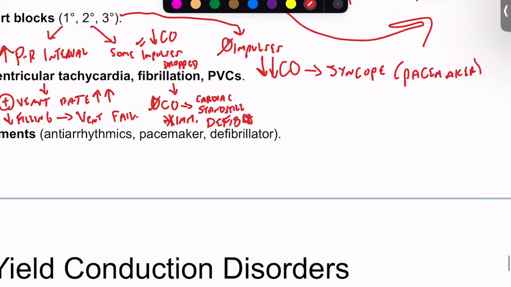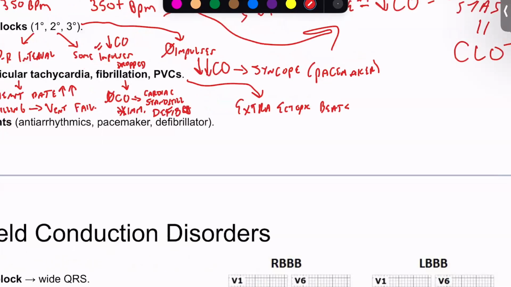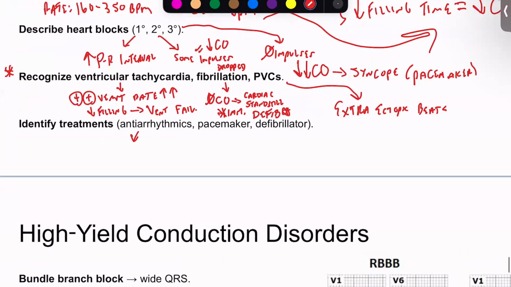Then we've got these PVCs. Remember, these are premature ventricular contractions. This is where you get extra ectopic beats from the ventricular muscle. And so that can trigger ventricular failure if it's frequent enough or it gets paired right. All right, and then identify the treatment. So antiarrhythmics. Obviously you're going to be thinking things like maybe beta blockers. We have the calcium channel blockers.